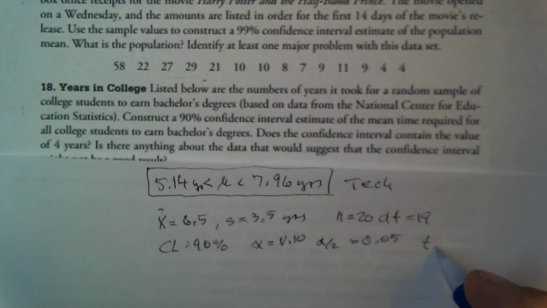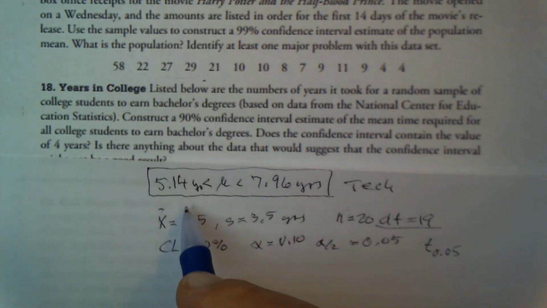t sub 0.05 for 19 degrees of freedom. So you can look that up yourself just as a practice run and see if you can come up with the same confidence interval.